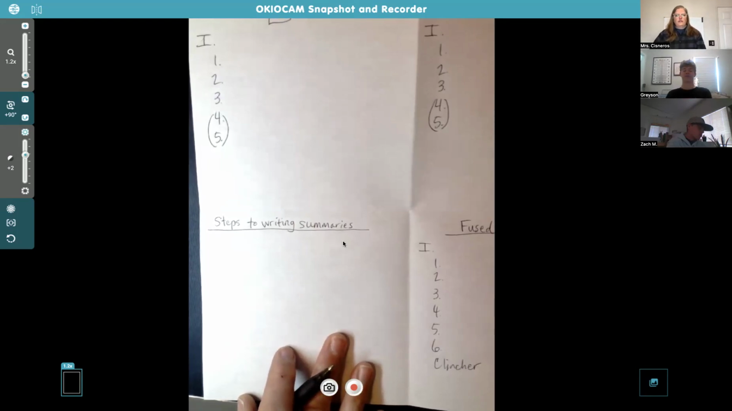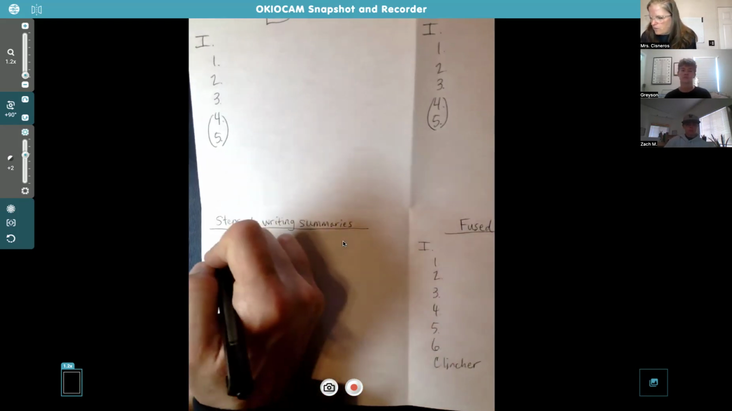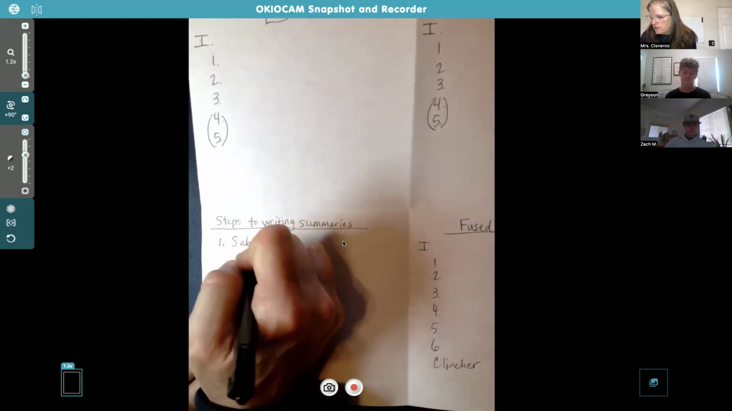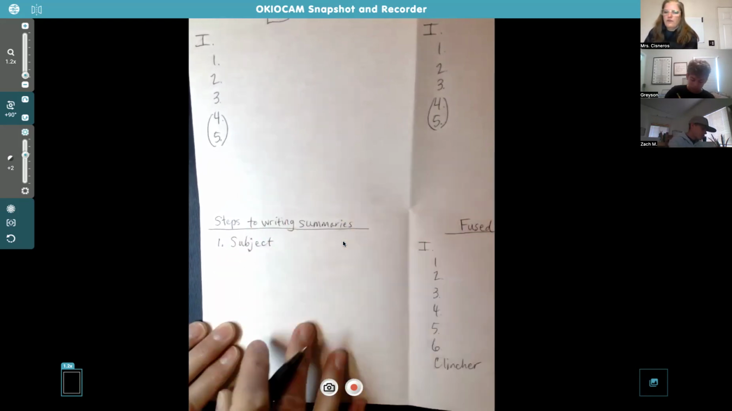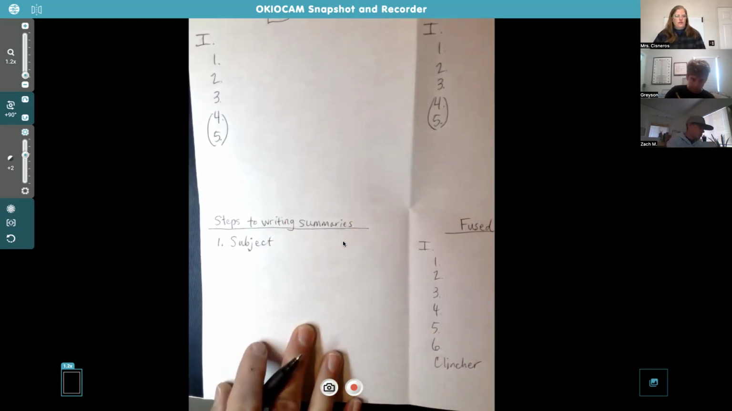Steps to writing summaries. We're going to look at 3 different articles and gather information from them. The steps, though, number 1 is you must know what your subject is. That's the first step. Whenever you sit down to do an assignment or an essay or a research paper, whatever you're working on, you got to know what your subject is. What are you writing about?